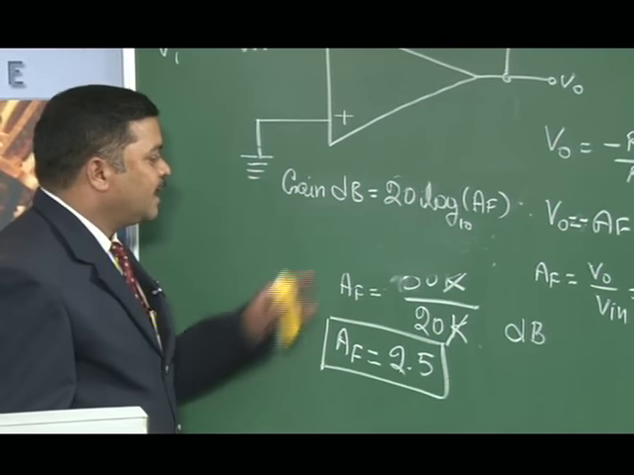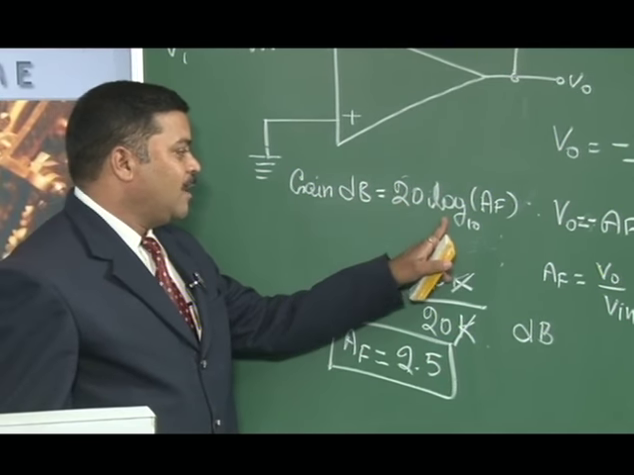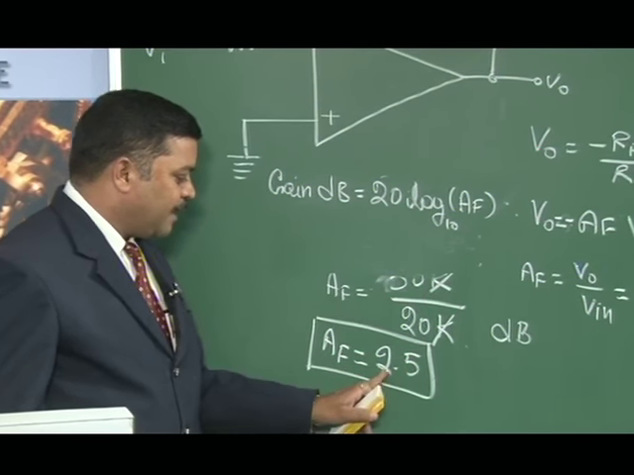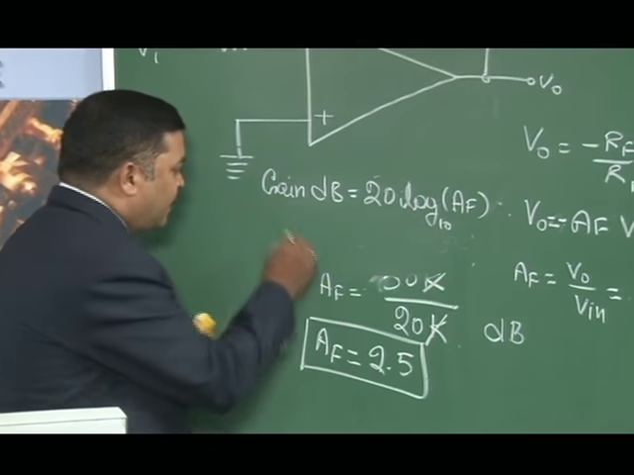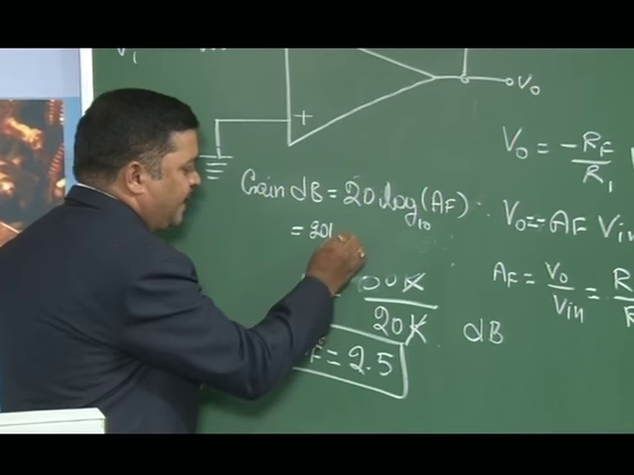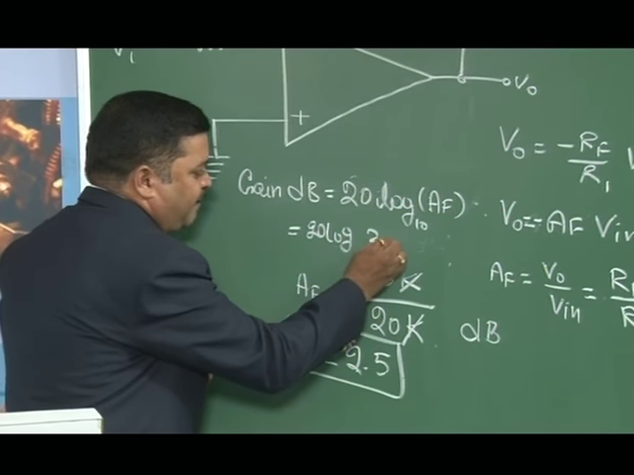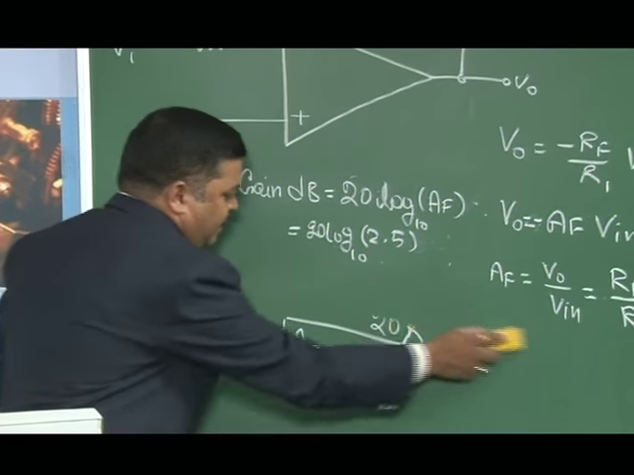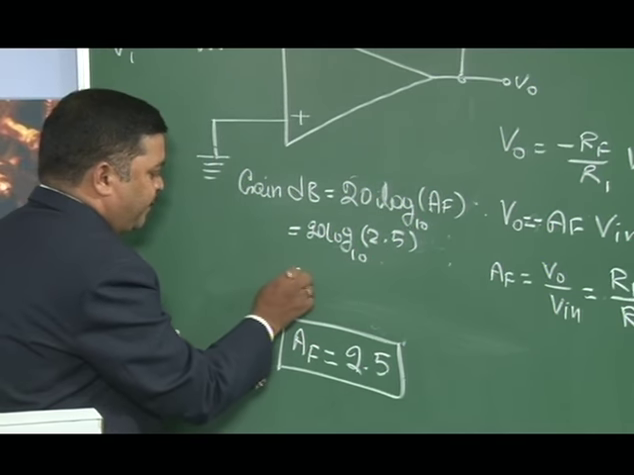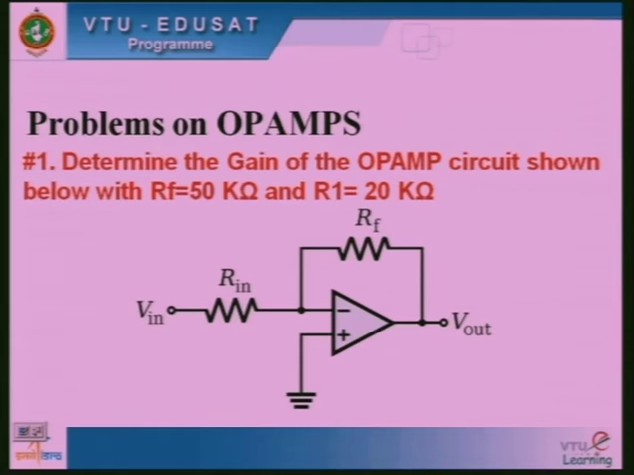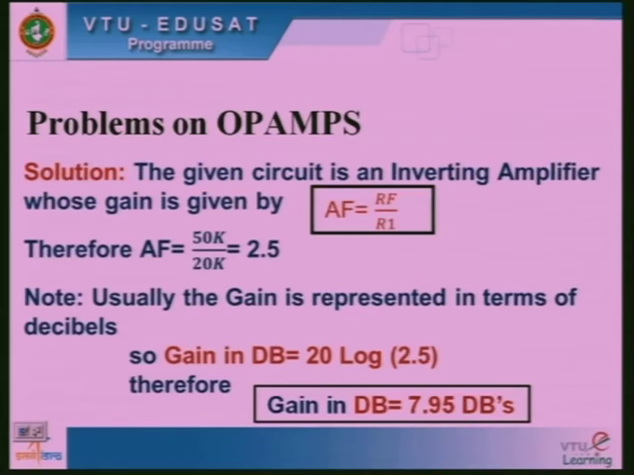The formula for gain in dB is given by 20 log AF to base 10. So, AF we need to substitute as 2.5. Therefore, gain in dB is equal to 20 log of 2.5 to base 10. You have to calculate what is the value of gain in dB. Let us see what is the value. The value was found to be 7.95 dBs.